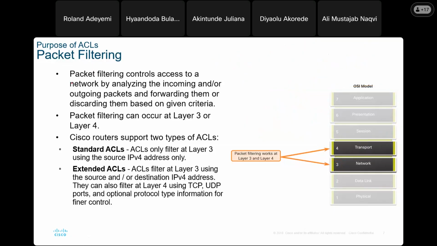Okay, packet filtering. Packet filtering controls access to a network by analyzing the incoming and the outgoing packets and forwarding them or discarding them based on given criteria. Who is going to define this criteria? You, as the administrator. You decide the criteria you want the router to use to block or to allow people to go. Packet filtering can occur at layer 3 and layer 4.